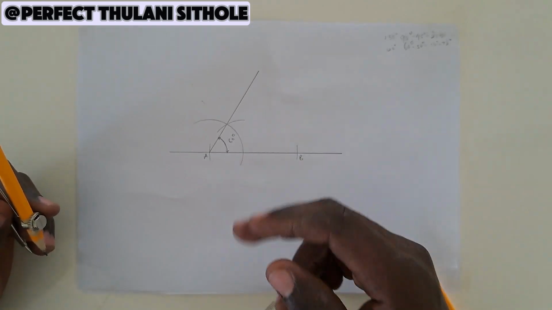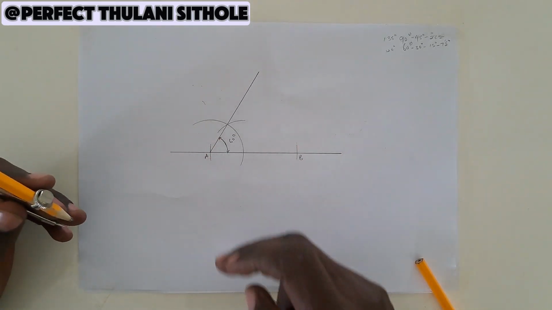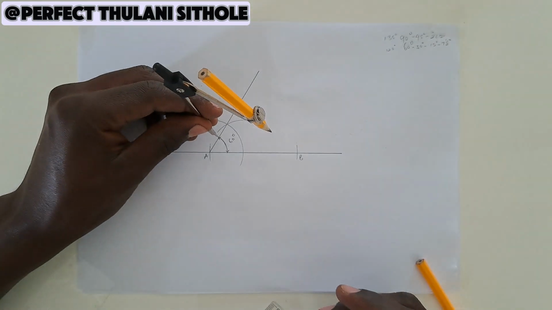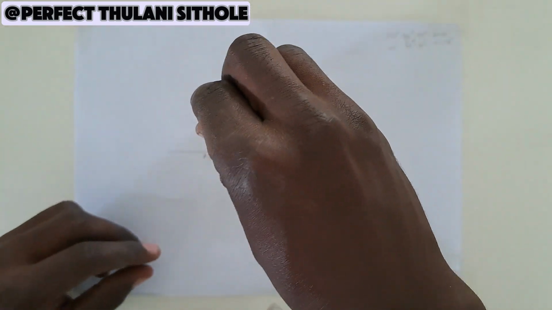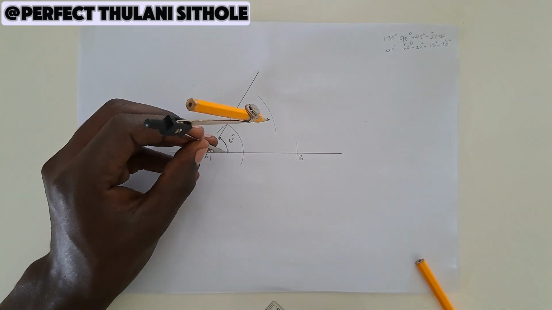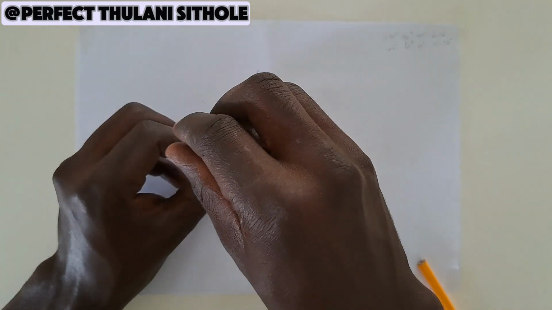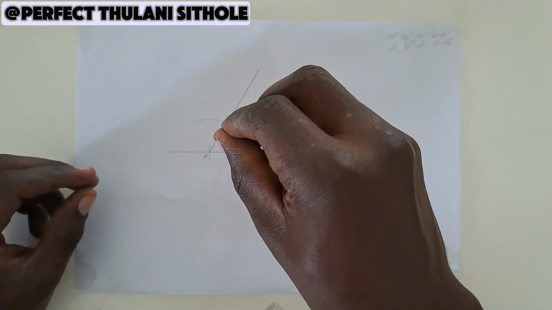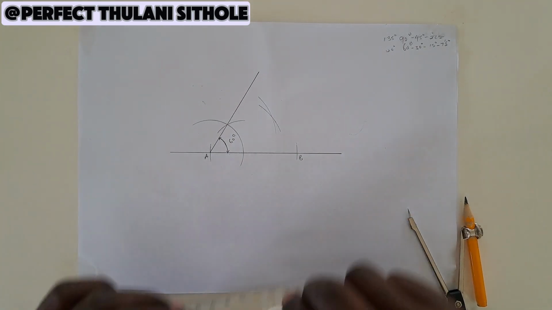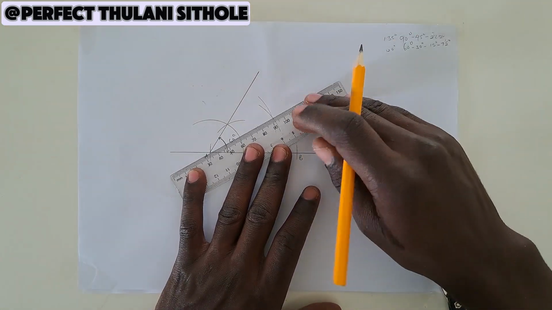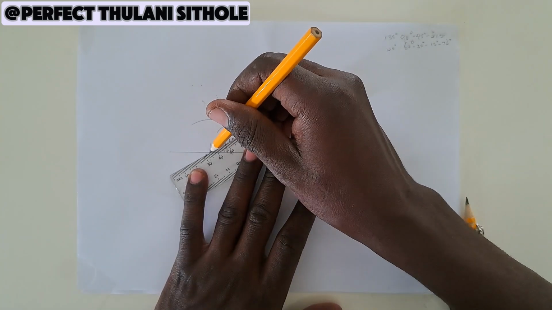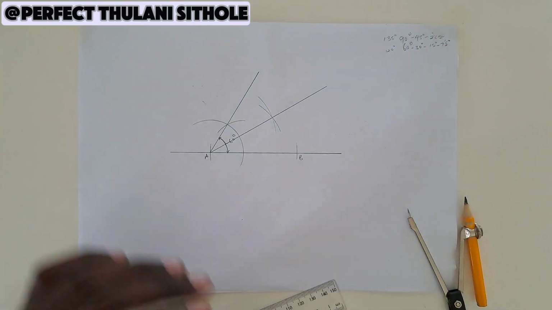And if you bisect this 60, you get 30. To bisect an angle, you go where I put an arc here and open up your compass, something like this, and you draw your arc here, and you shift the position and you draw your arc like this. And now you join the point A and the point where the arcs meet.